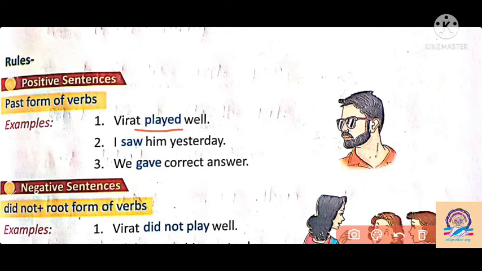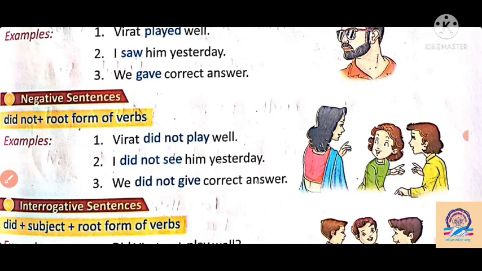Play changes into played. So here it indicates that the sentence is in the simple past tense. Then, "I saw him yesterday." Yesterday indicates the simple past tense as well, and see changes into saw, the past form of the verb, in the simple past tense. Then, "We gave the correct answer." Give changes into gave; we have to use the past form of the verb to frame the positive sentence.